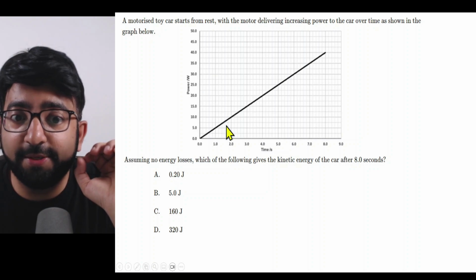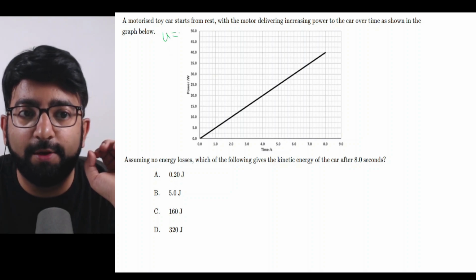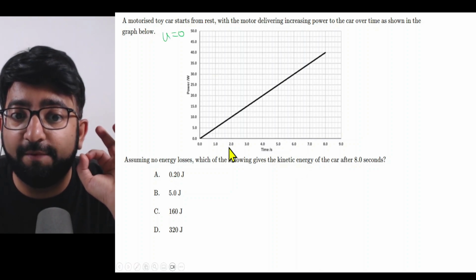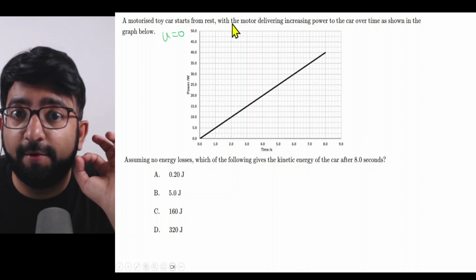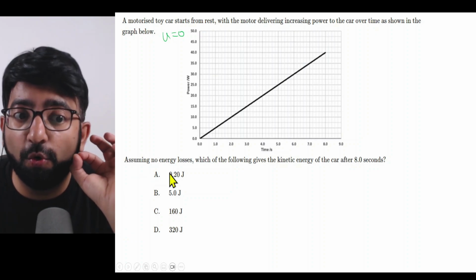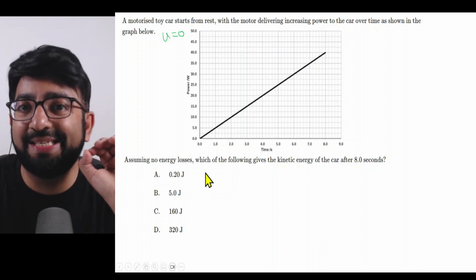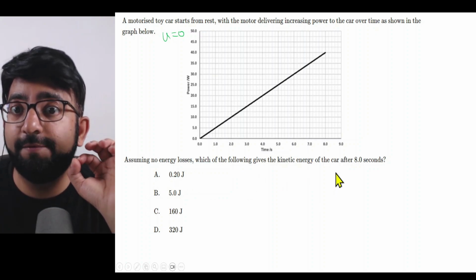So this is a graph-based question. We have been given a motorized toy car starting from rest. So let's write down, initial velocity will be equal to 0. And in the graph, x-axis is time, y-axis is power. The power which is delivered by the motor is increasing. That's not a constant. And the question is assuming no energy losses, which means there are no resistive forces. Which of the following gives the kinetic energy of the car after 8 seconds?